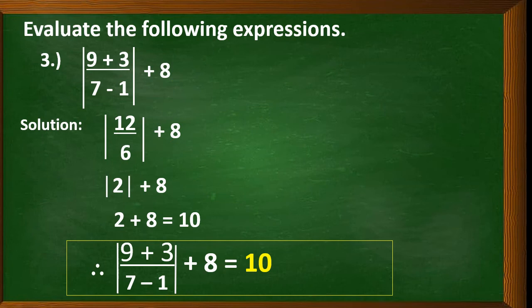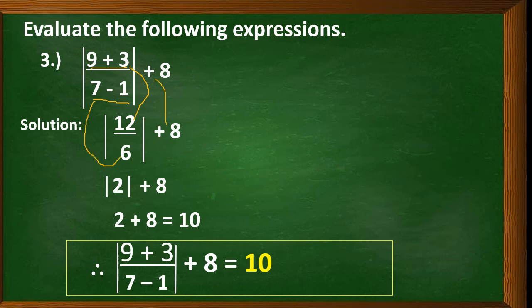Last example. Evaluate absolute value of 9 plus 3 all over 7 minus 1, plus 8. So, for our solution, we have to evaluate first the numerator part. So, we have 9 plus 3. 9 plus 3 is equal to 12. Next, the denominator part, 7 minus 1. 7 minus 1 is 6.